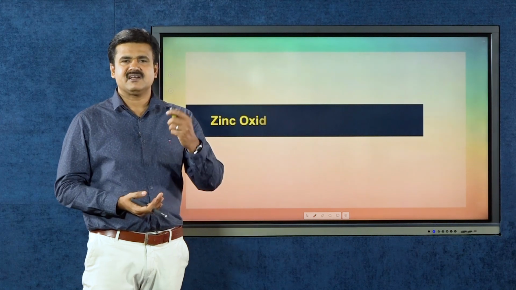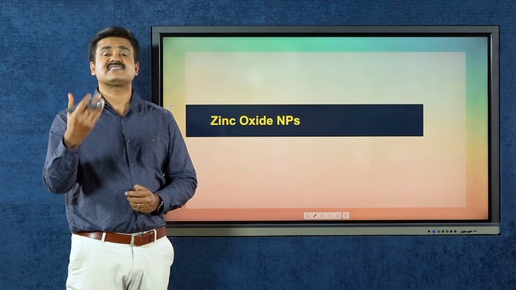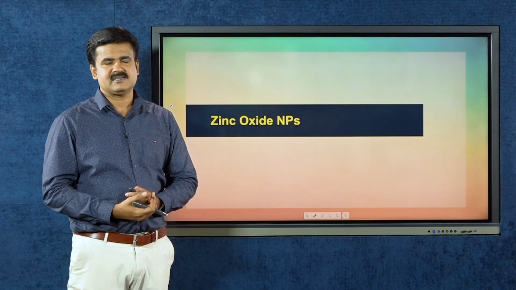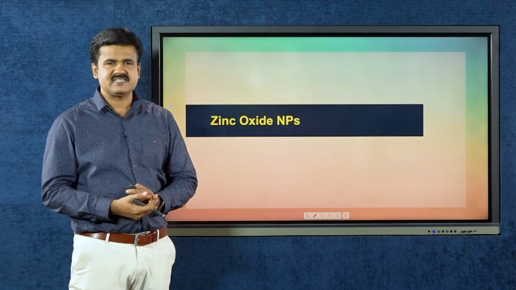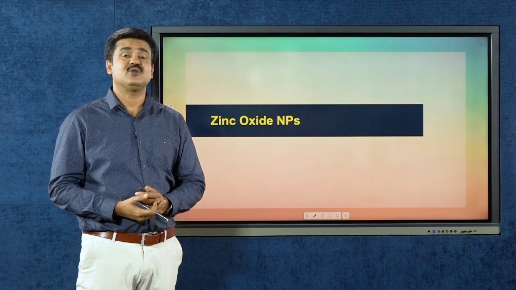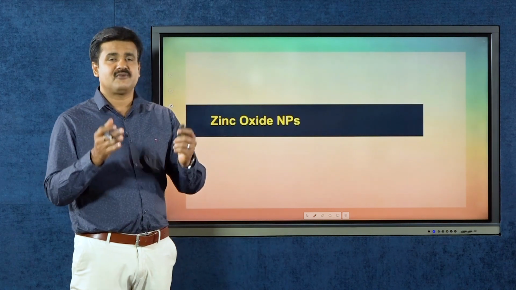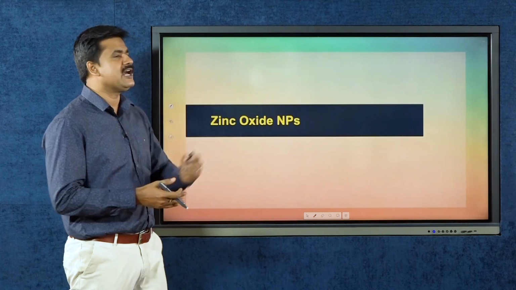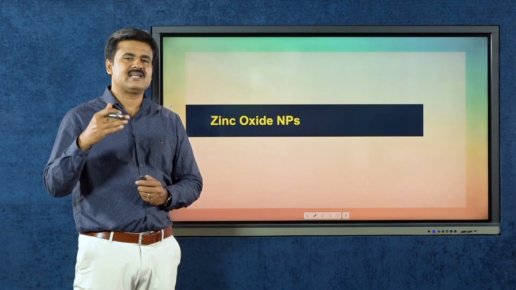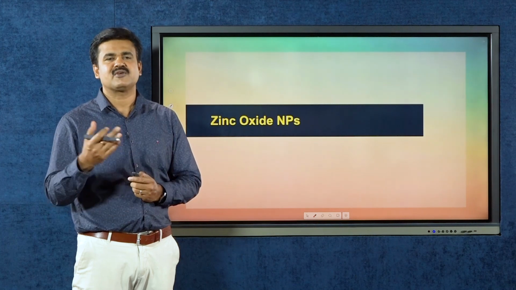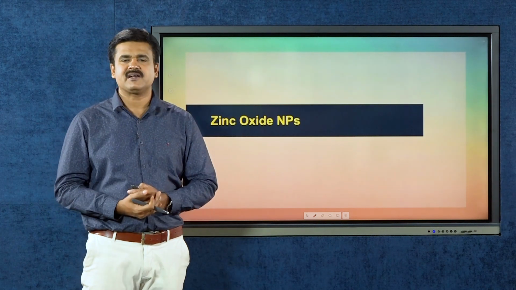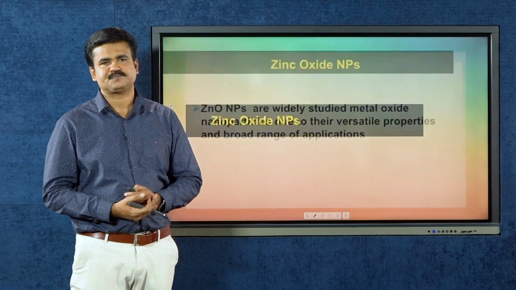Now, we are discussing some representative examples. We are taking zinc oxide nanoparticles, its preparation, its characteristic features to illustrate the general nature of metal oxide nanoparticles. So, we are taking zinc oxide nanoparticles as a representative example. In this module itself, we will take one more metal oxide nanoparticle for comparative study and reference. Now, we are taking zinc oxide nanoparticles for the discussion.